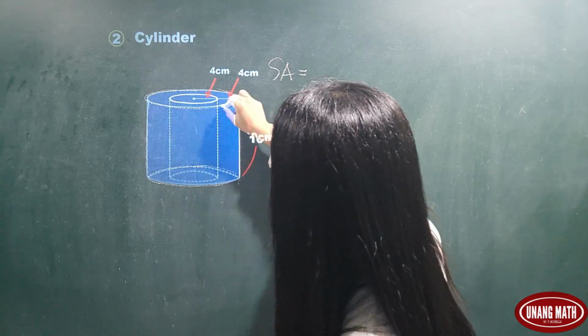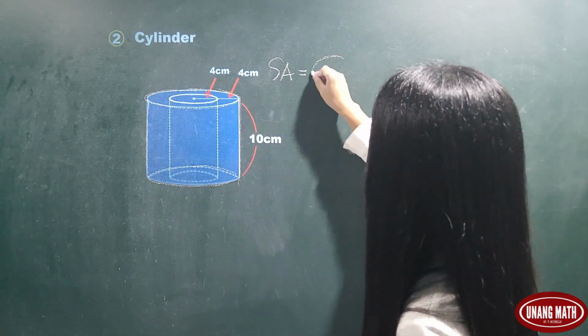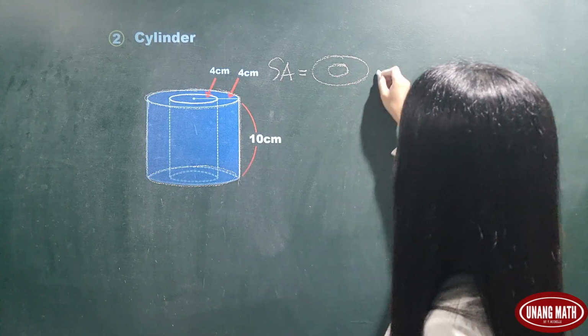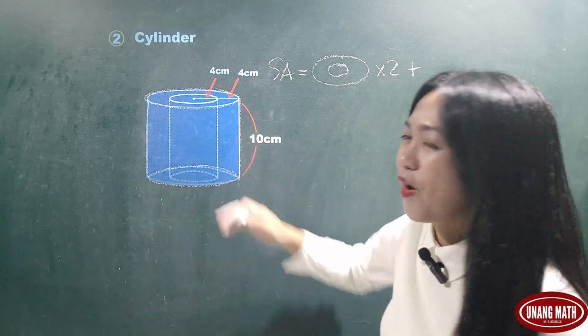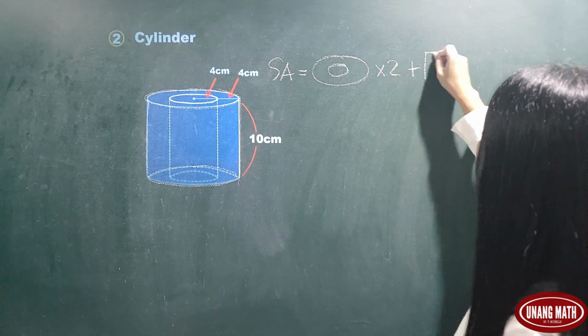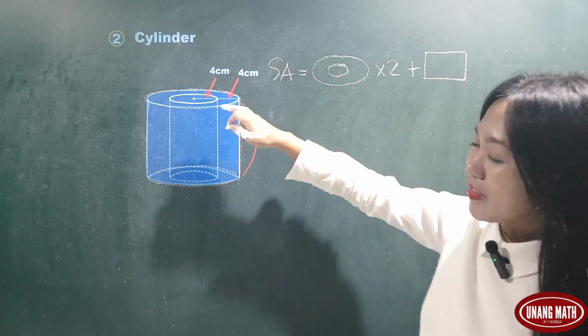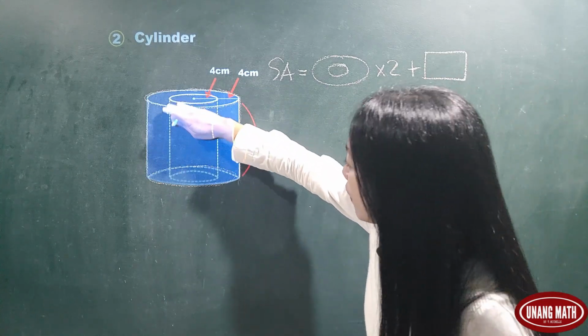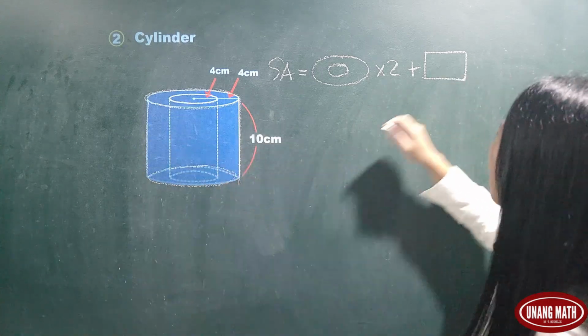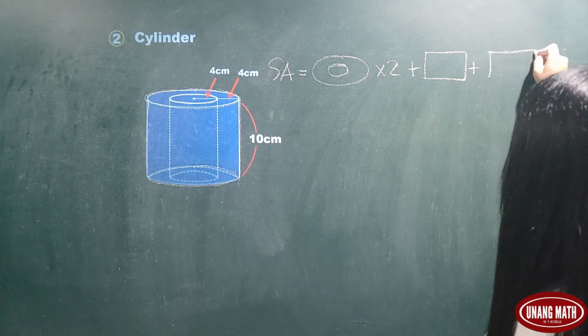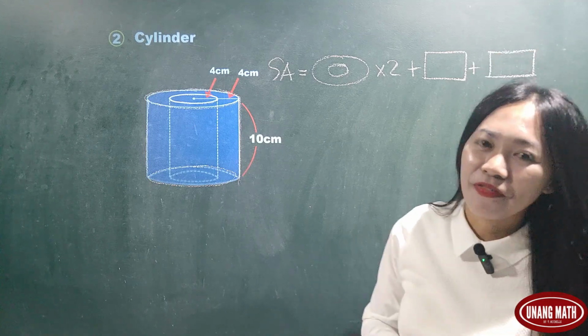Our base is a circle. It looks like this. Get the area of the base, multiply it by 2, plus get the area of the lateral face. And since this is a cylinder with a hole, we also need to get the area of the inside lateral face. So plus the area of the inside lateral face.